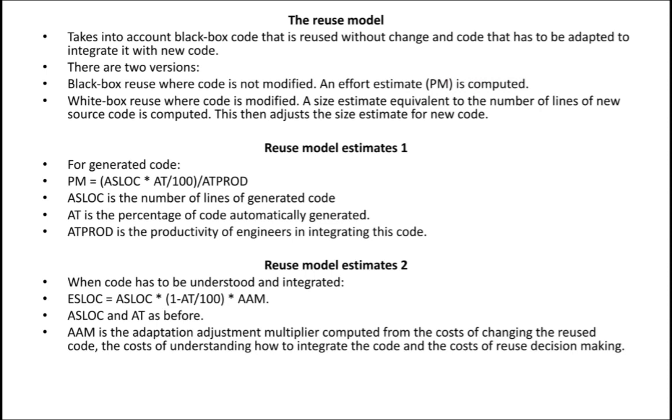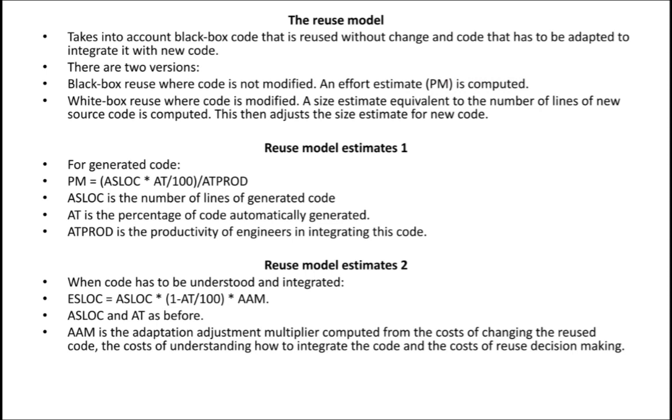Hope you are getting, guys. These are all related to formulas. If I say a reuse model estimates 1 and reuse model estimates 2, both two models are there here. For generated code, PM is equal to ASLOC into AT divided by 100, divided by AT PROD. Here ASLOC is the number of lines of generated code. AT is the percentage of code automatically generated. AT PROD is the productivity of engineer in integrating this code. Based on all these factors you can calculate the effort needed.